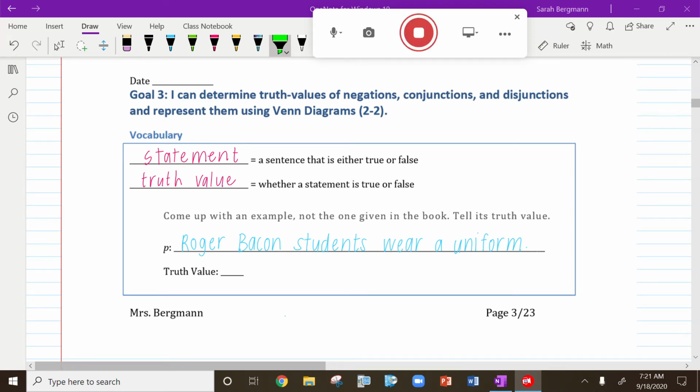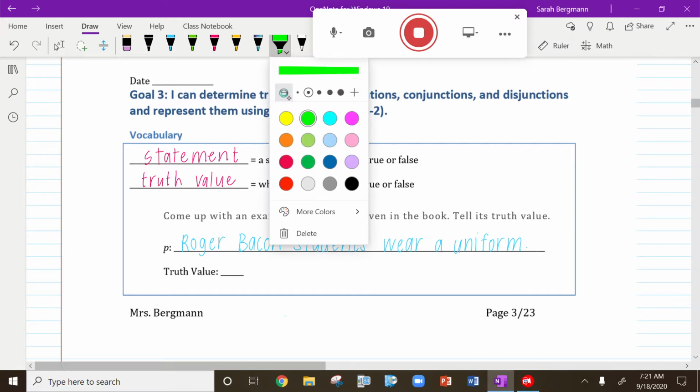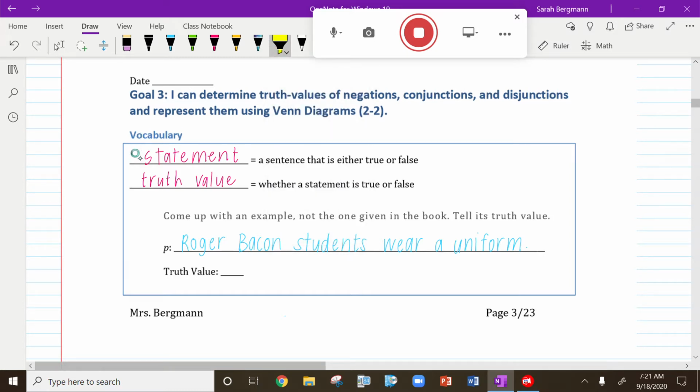The goal of the video today is to learn to determine the truth values of negations, conjunctions, and disjunctions, and represent them using Venn diagrams. First of all, let's start with some vocabulary. The word statement is a sentence that is either true or false. The truth value tells whether that statement is true or false.